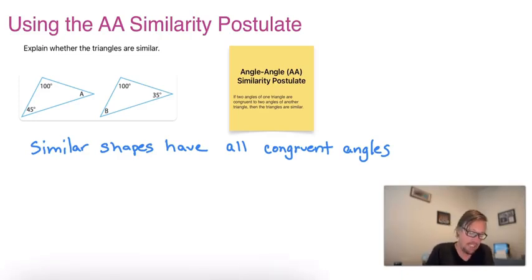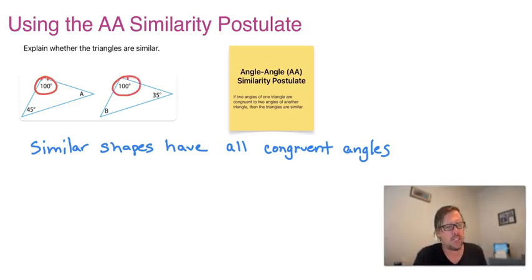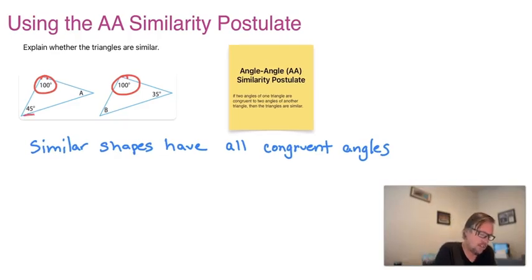Right away I can see that they have one. They both have an angle that is 100 degrees. The question is, do they have a second angle that is the same? When I look at the angles that are given, it seems like the answer is no. One of them has an angle that's 45 degrees, and one of them has an angle that's 35 degrees. Those are obviously not the same, but I'm missing an angle for each of them.